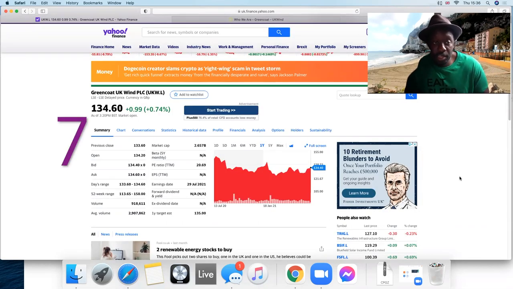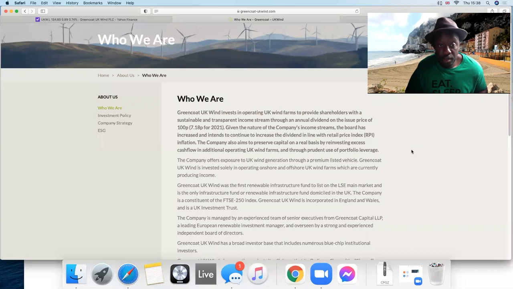Right, the next stock staying on the London Stock Exchange is Greencoat UK Wind, stock ticker UKW. And they have a mid-market cap of 2.657 billion. And they have, although it's not showing here on Yahoo, a dividend yield of 5.60%. Greencoat offers exposure to UK wind generation through a premium listed vehicle.